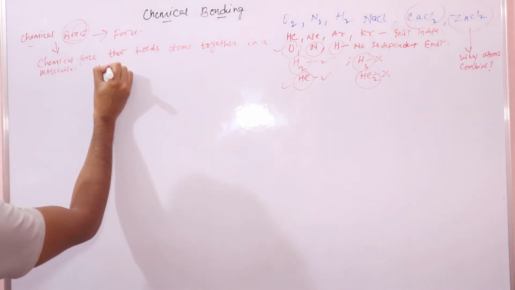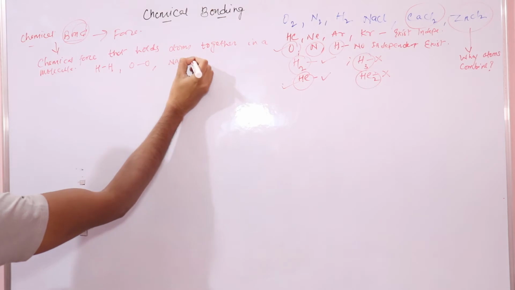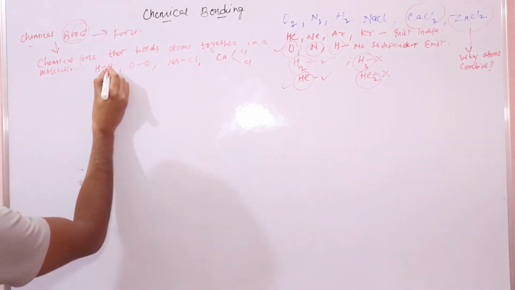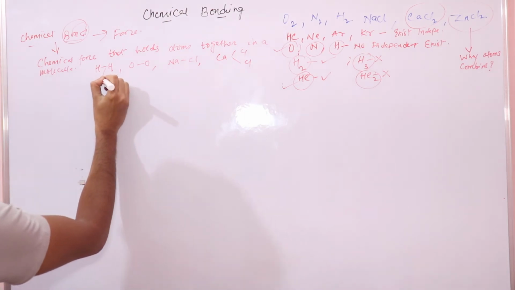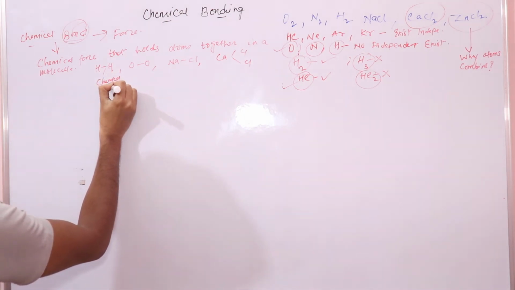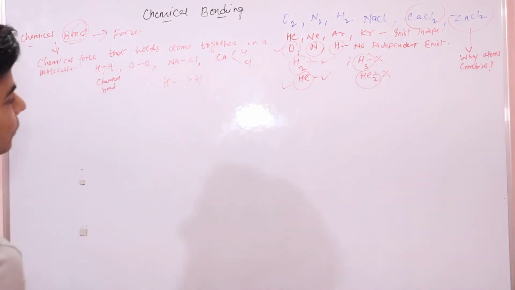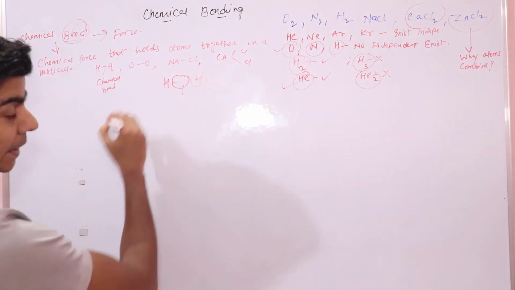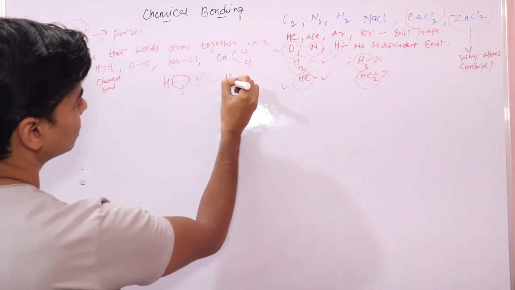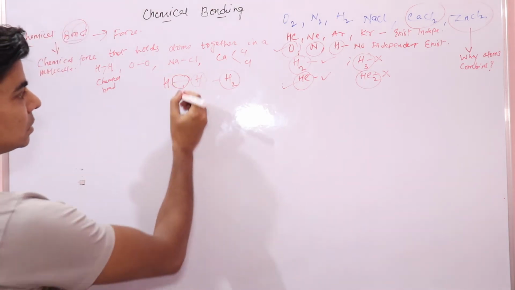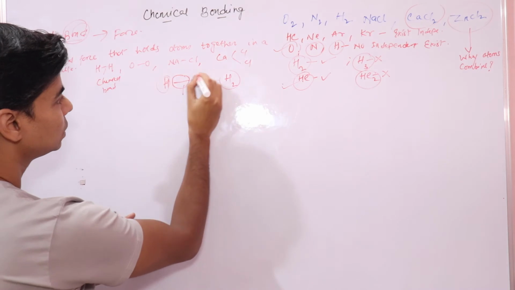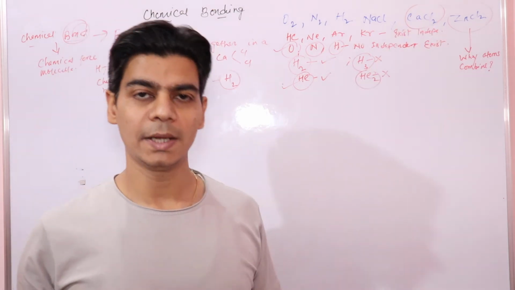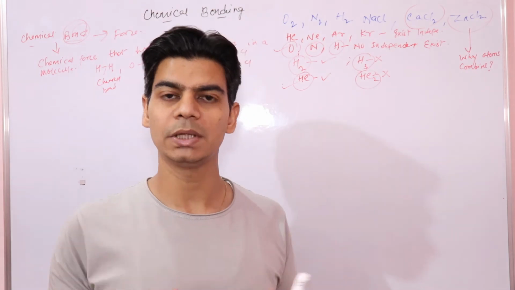For example, hydrogen, oxygen, NaCl, CaCl2. What is represented by a dash is a chemical bond. This is a chemical bond that holds these two atoms of hydrogen together in the hydrogen molecule. So how to define a bond? A chemical bond, in whichever molecule you take, is a force that holds atoms together in a molecule.